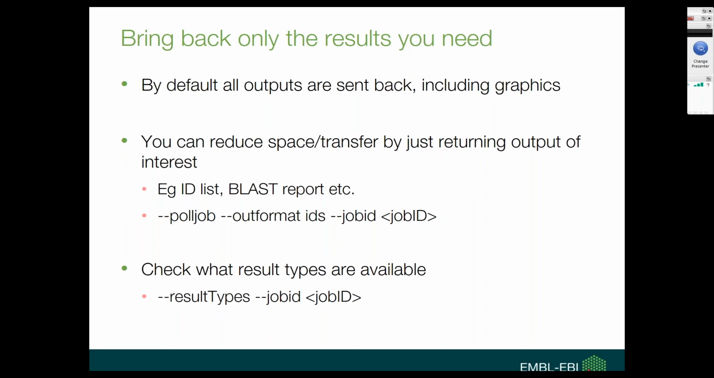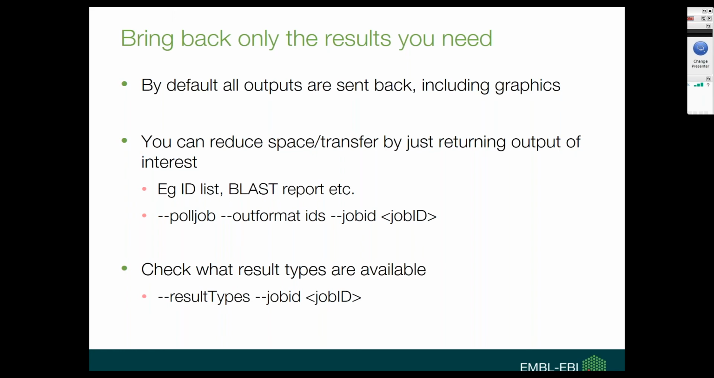You might just be interested in a hit list of results in terms of your ID list. You might be interested in just the plain text BLAST report. So you can use commands to return particular results. In the case of the BLAST service, we have a parameter called poll job. This is what you use to go back to a result that you've previously carried out and return just the results you're interested in, or do other things to it. So if we use poll job together with an out format parameter, and then give it the job identifier, we can return just the IDs.